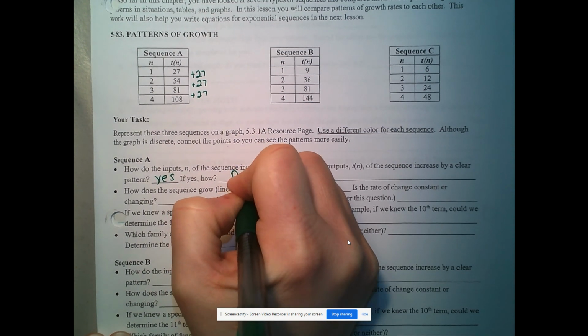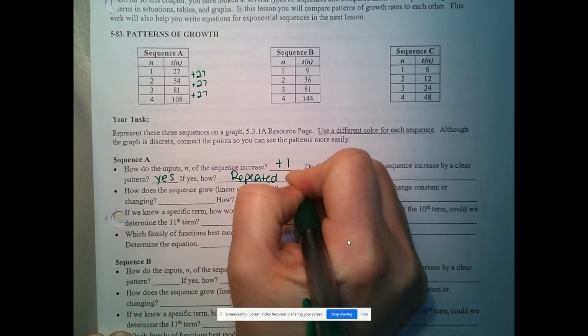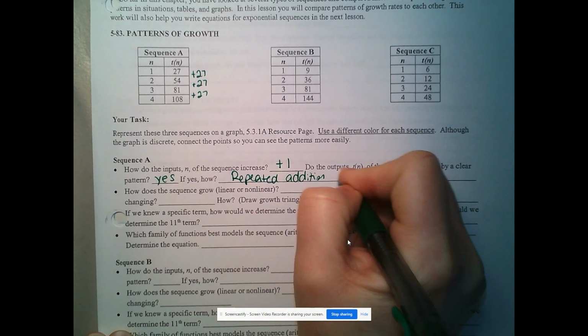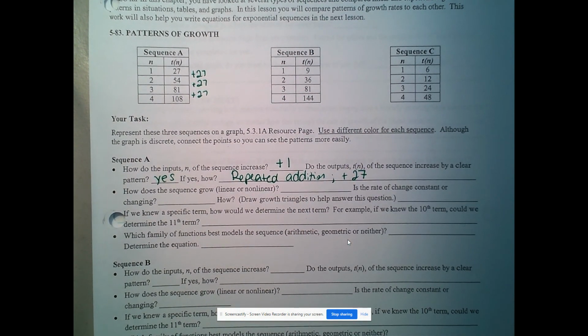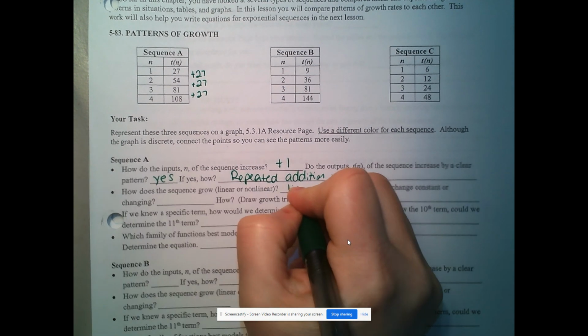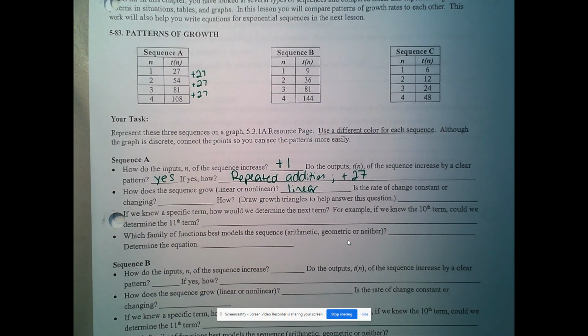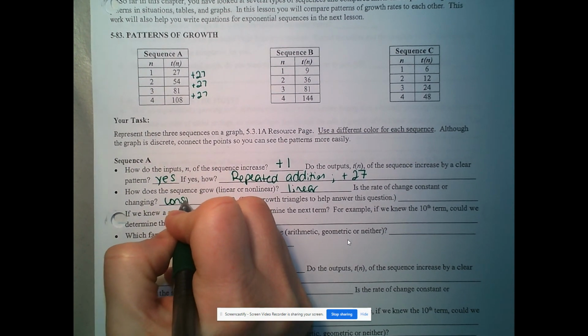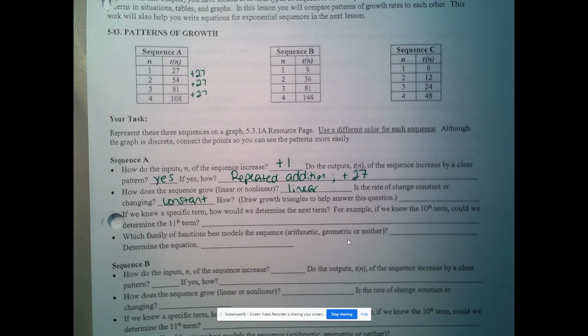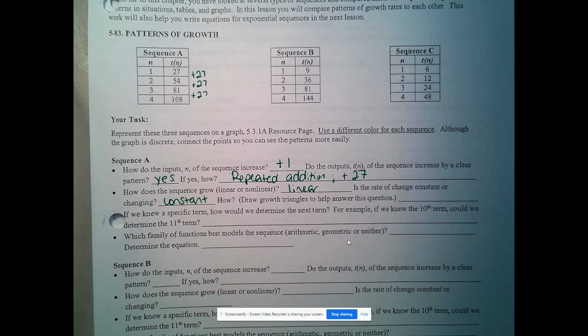So repeated addition, and it is plus 27. How does the sequence grow? Well, if it's repeated addition, we know that it is linear. Is the rate of change constant or changing? It is constant, also because it is linear. How? Draw growth triangles to help answer this question.